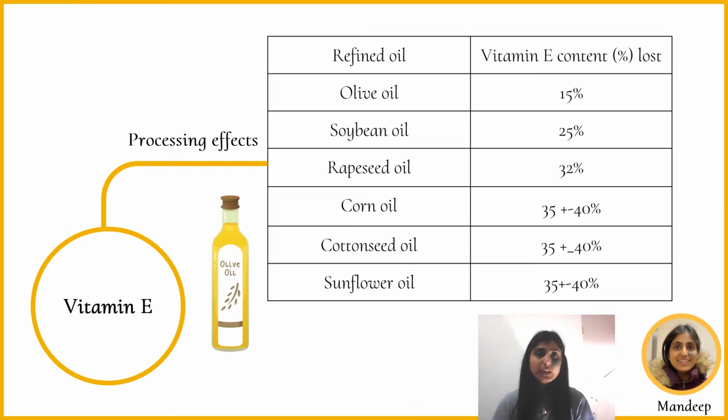And next is the processing effect on vitamin E content. When refining of oil occurs, there is a loss of vitamin E content. So here are some oils in which refining affects the vitamin E content. Refining of oil includes different steps like degumming and bleaching. All steps have some effect on the vitamin E content. During refining of olive oil, 15% of the vitamin E content is lost. In the refining of soybean oil, 25% of vitamin E content is lost. In the same way, in rapeseed oil, 32% of vitamin E content is lost. In corn oil, 35 to 40% of the vitamin E content is lost. So the refining affects the vitamin E content.